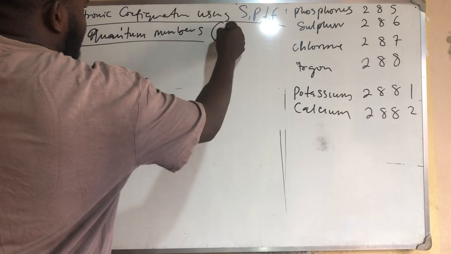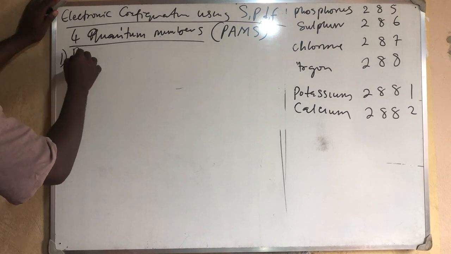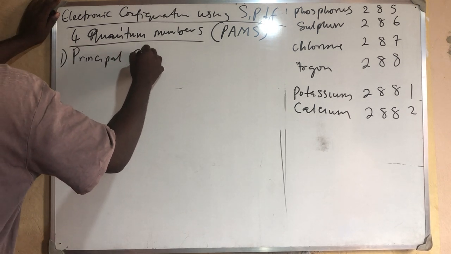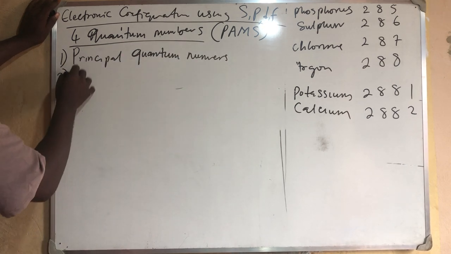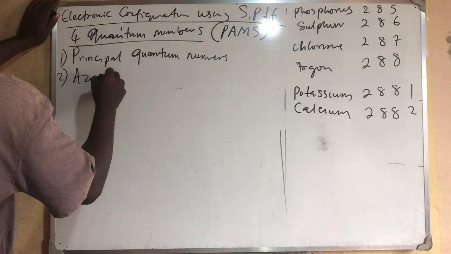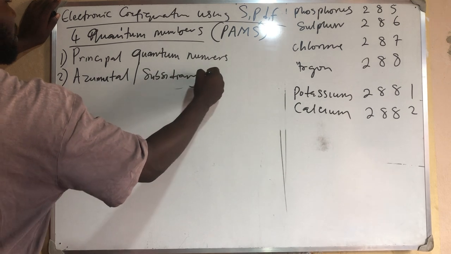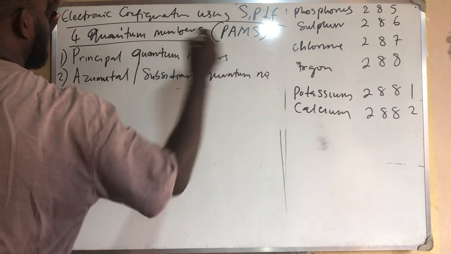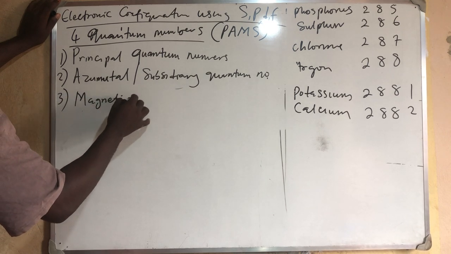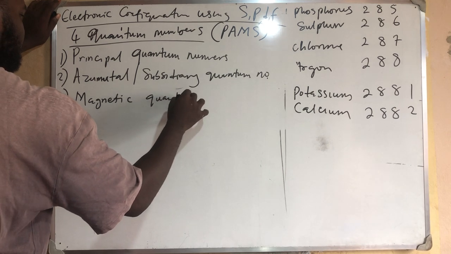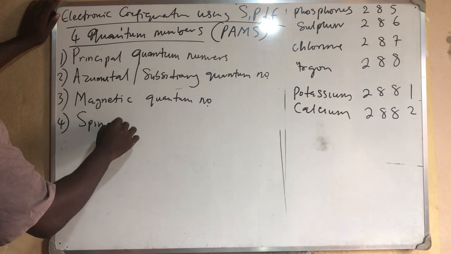Now, we know the four quantum numbers by PALMS. The first quantum number is called the principal quantum number. The second one is the azimuthal or subsidiary quantum number. The third one is called the magnetic quantum number. And the final one is called the spin quantum number.